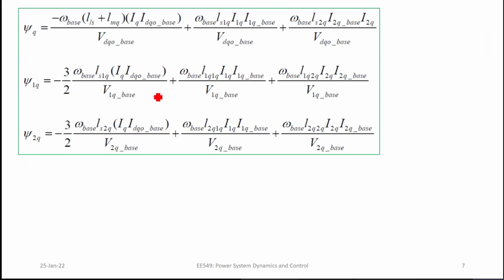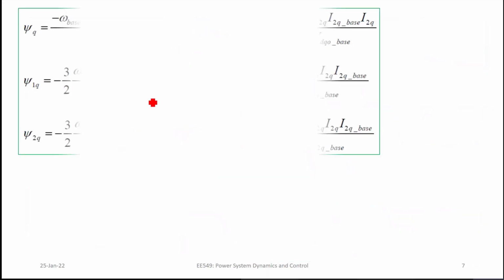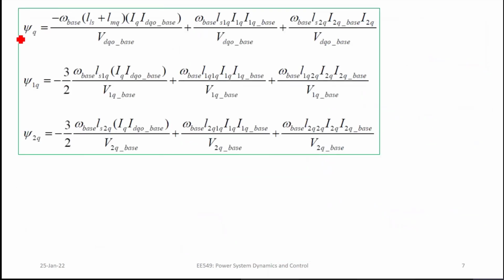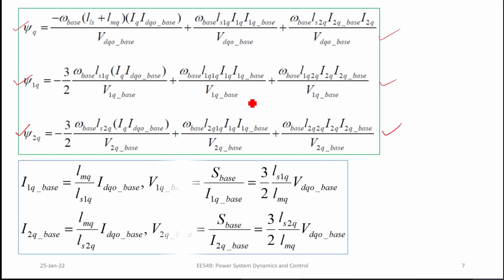Now just substituting. Okay, so before we move on, we can have the q-axis flux linkage equations. Similarly, in a similar way, we can write the q-axis flux linkage equations: psi q, psi 1q, psi 2q, right? In the same fashion, we can write, right? So with just a little bit of manipulation, we can write these equations. Again, we can define the I1q base, I2q base, V1q base, and V2q base, right? Already these quantities are defined. Just for your remembrance, I'm showing this.